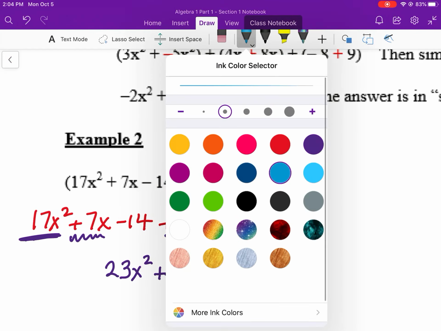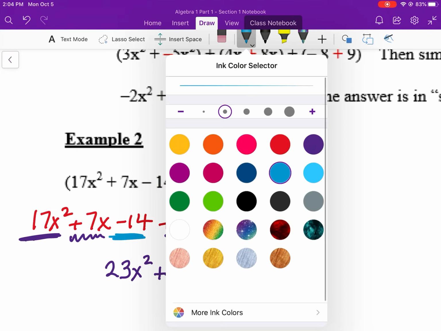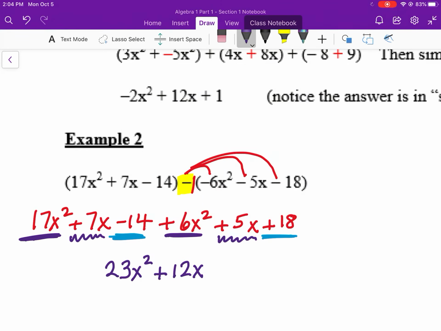If you're not very good at your signed number stuff, use your calculator. Okay, and then I have -14 plus 18. -14 plus 18 is positive 4. So that's my final answer.